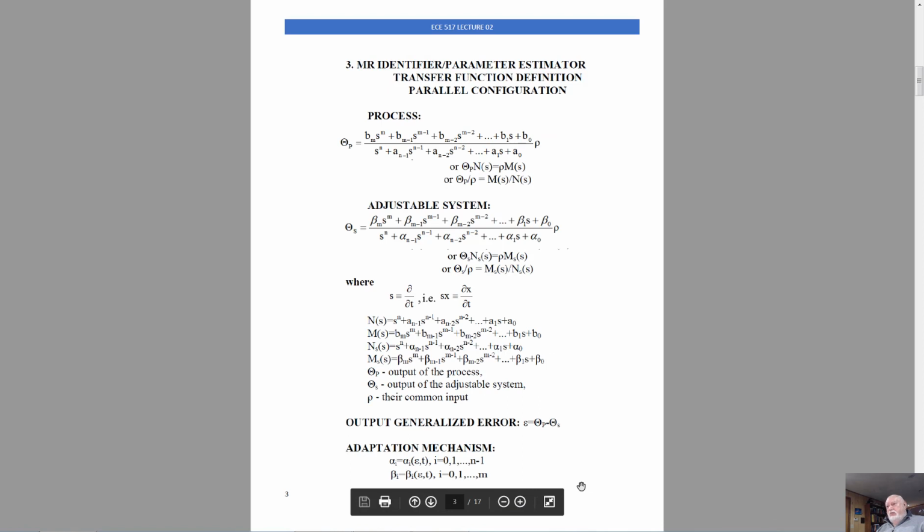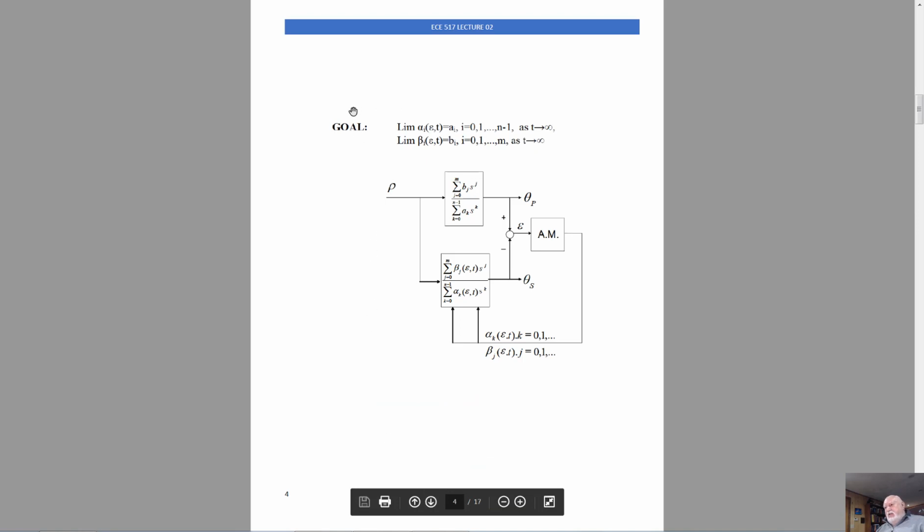Now I will consider with you the model reference identifier / parameter estimator in the transfer function definition, and you will see first the parallel configuration of the system. Let me show you the schematics first. What you can see here is the reference model, which probably is the real physical process represented by its transfer function, that is presumed to be unknown. And then we can see the adjustable system represented by its transfer function with adjustable parameters.